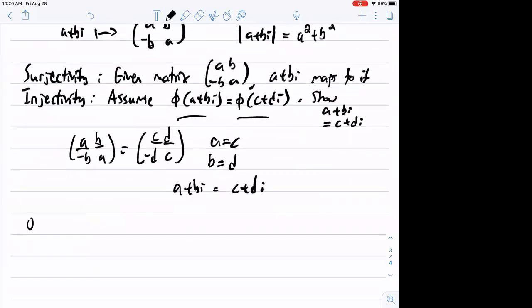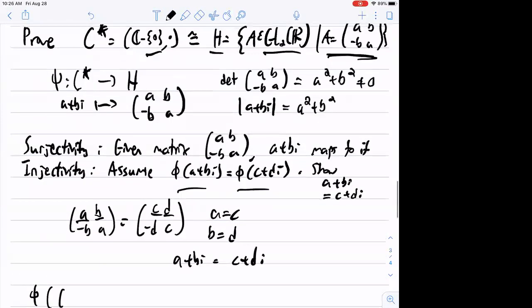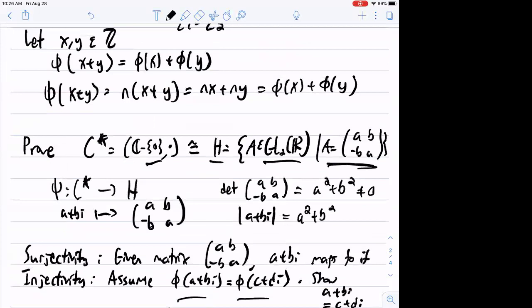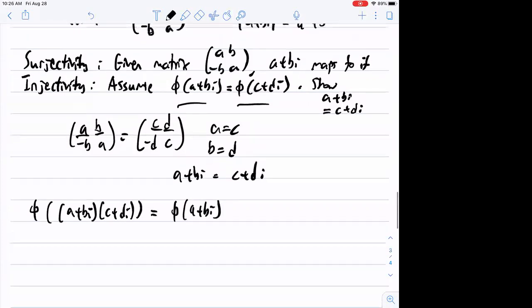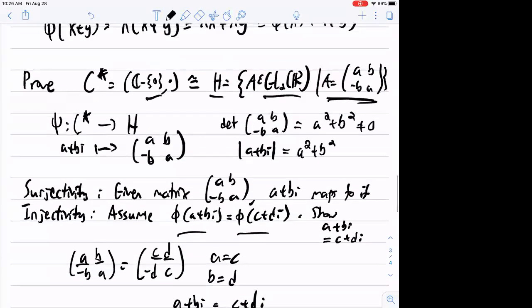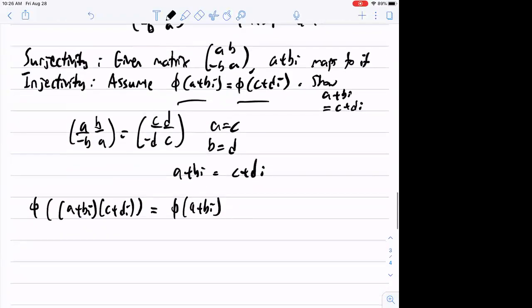The hard part I want you all to understand is the group property. In this case, my operation on the left is multiply. So I need to show phi of (a plus bi)(c plus di) is equal to phi of a plus bi times phi of c plus di. On the right-hand side my operation is still multiplication, since the matrices form a group under multiplication. So I need to show this.